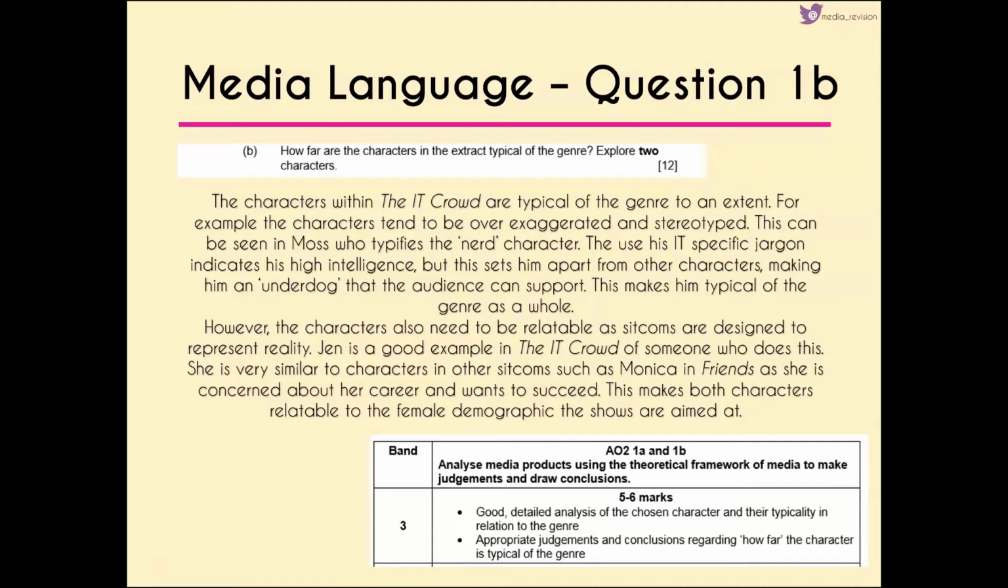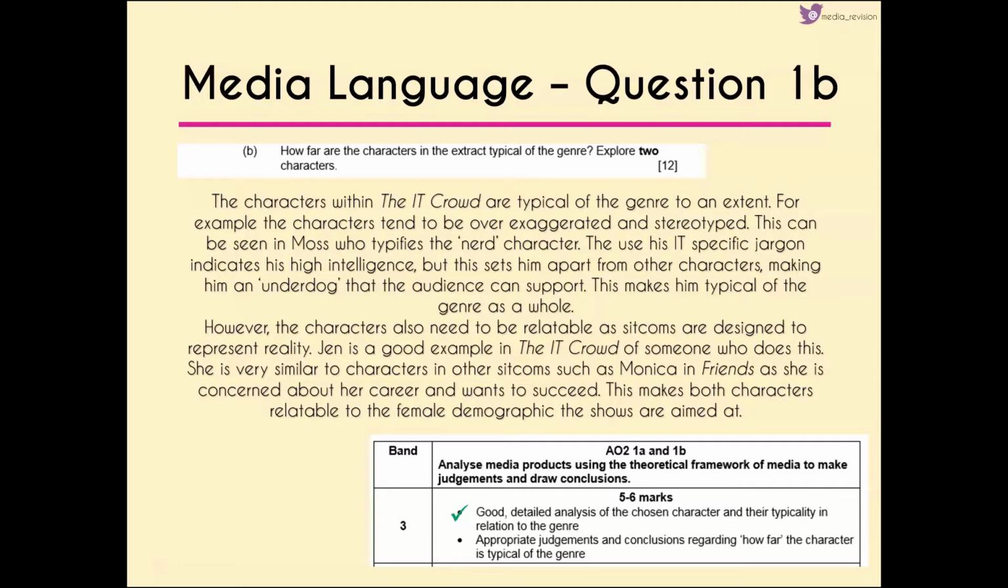Now, although this question again is referring to the IT Crowd specifically, you can see how I've brought in Monica as another comparison. So my overall answer is based firmly on the IT Crowd, but there's nothing to stop me bringing in Monica from Friends when we're looking at the genre as a whole. Have I then given a good and detailed analysis of the chosen character and their typicality? Yeah, I think I have at this point.